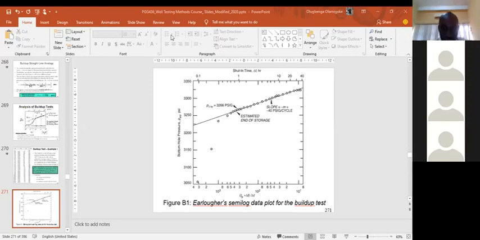Sorry, guys, I had one of my colleagues knock my door. Okay. Sorry, sir, what were you saying about the pseudo steady state on the graph?